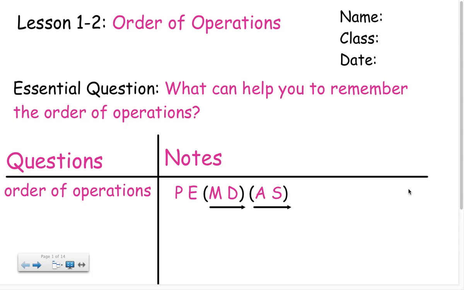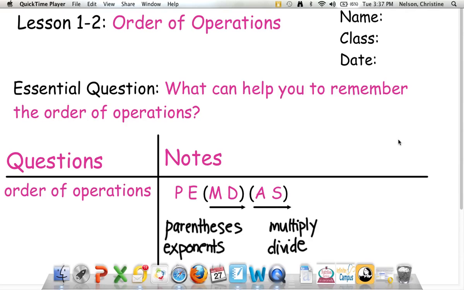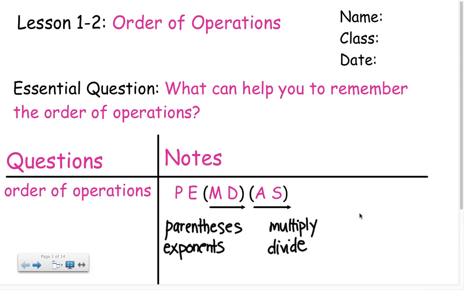The P stands for parentheses. The E stands for exponents. The M stands for multiply. The D stands for divide. The A stands for add. And the S stands for subtract.